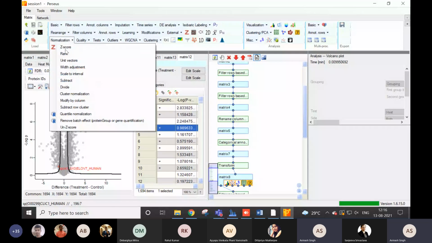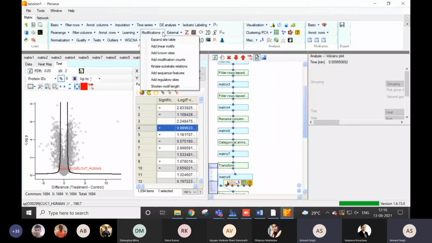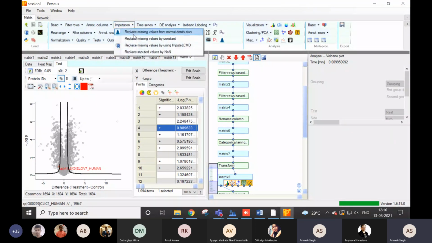So if you want to use a different normalization technique, if you're not getting the proper modification by using a subset normalization, you can do that. Also, if you want to do the phosphorylation method, you can also do that. And here are different visualization tools. You can use those tools. Then there's a different imputation method.